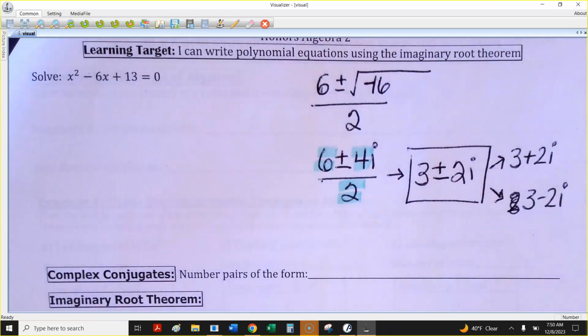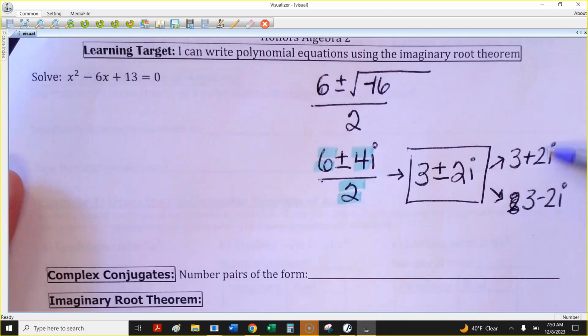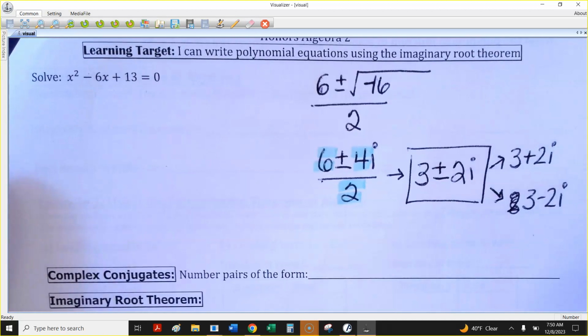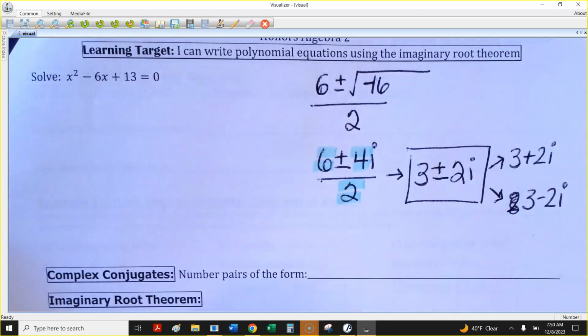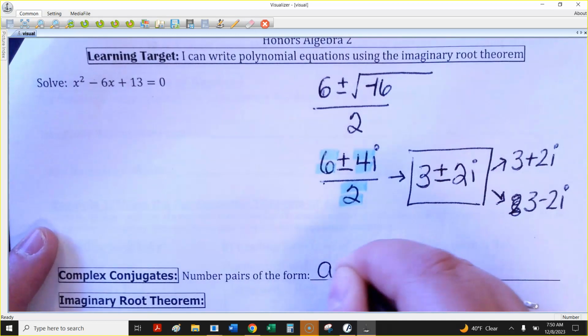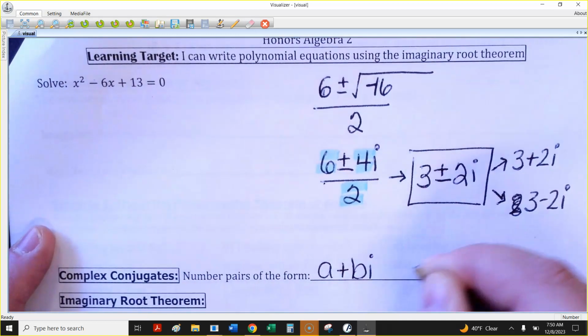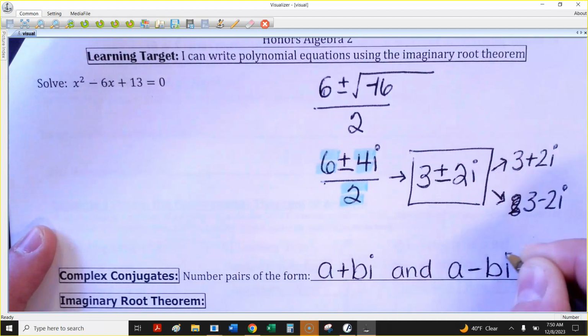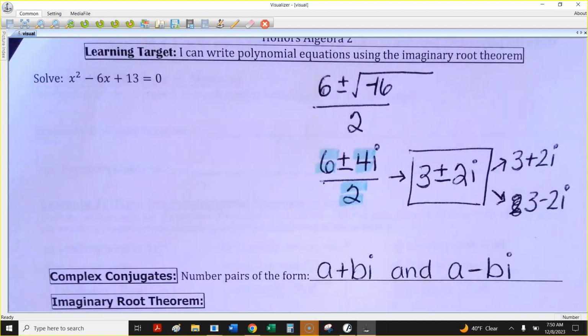Okay, now, these 2 answers, right? We were supposed to have 2 answers. These are what we call conjugates, just like yesterday, but these are imaginary conjugates or complex conjugates. All right, so the format is a plus bi and a minus bi. So it's the same thing. They're not opposites of each other. They're all the same except for the sign in between. That's what a conjugate is.